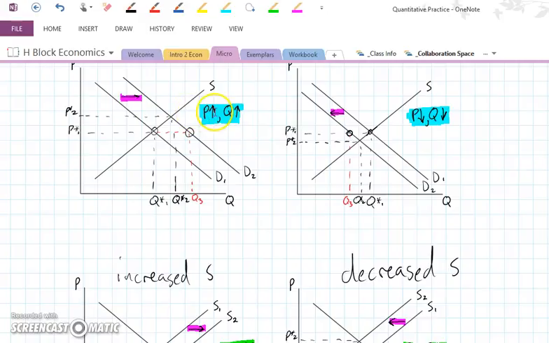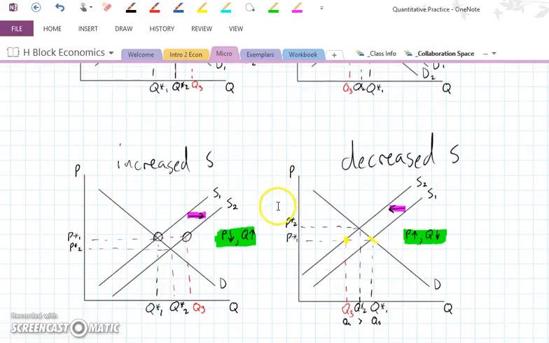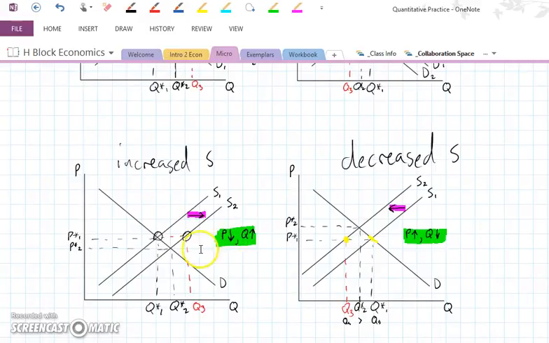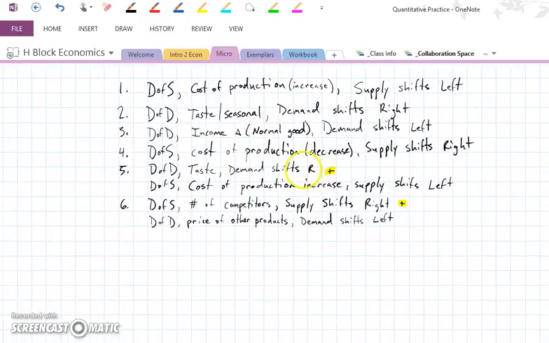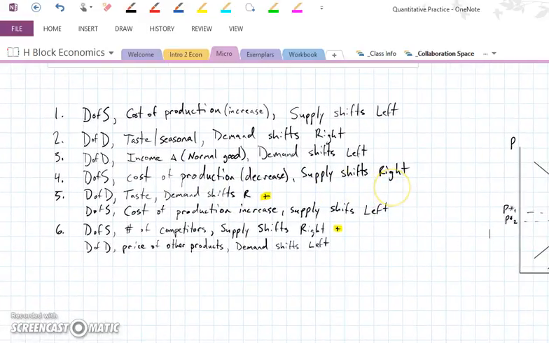That sounds like the law of supply. Well, it is. Remember, we're moving up the supply curve to a new equilibrium. Here we're moving down the supply curve to a new equilibrium. These sound like the law of demand because we're moving down the demand curve to a new equilibrium. And here we're moving up the demand curve to a new equilibrium.